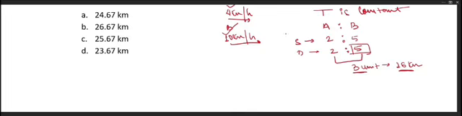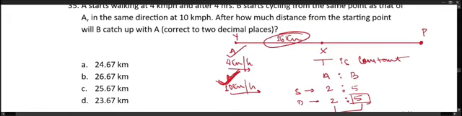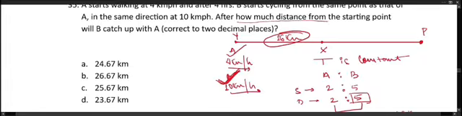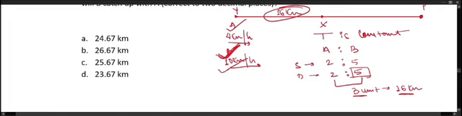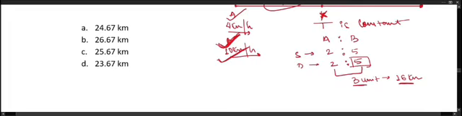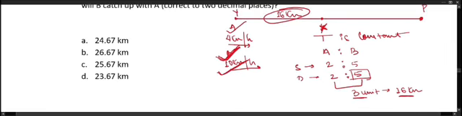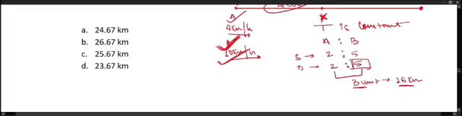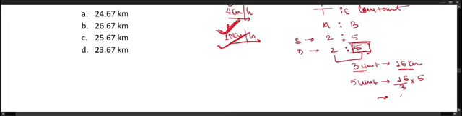We need to find the distance traveled by B from the starting point, because we have been asked how much distance from the starting point, and B is moving from point Y after 4 hours of travel by A. Therefore, 5 units is equal to 16 by 3 into 5, that is 80 by 3, that is 26.67 kilometers, and this is the correct answer.